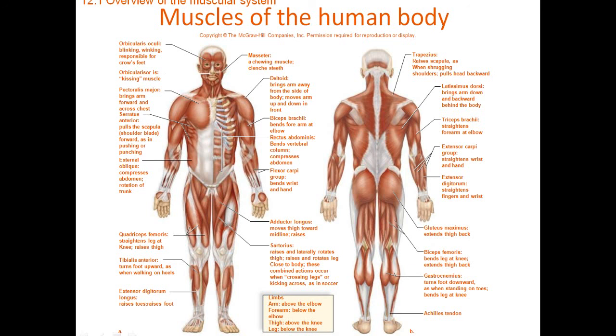Adductor longus is how you move your thigh towards your body. Now if we look at the back side, a couple muscles you need to know back here. Trapezius, that's this big group of muscles here. Latissimus dorsi. Triceps brachii. Extensor carpi, that's how you're going to straighten your wrist and your hand. Gluteus maximus. Biceps femoris, that's how you're going to bend your leg from the back. And then gastrocnemius is the big calf muscle, and the Achilles tendon.